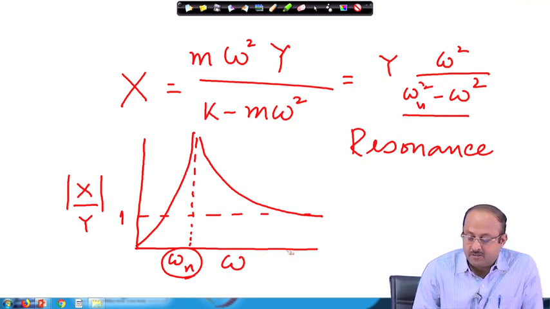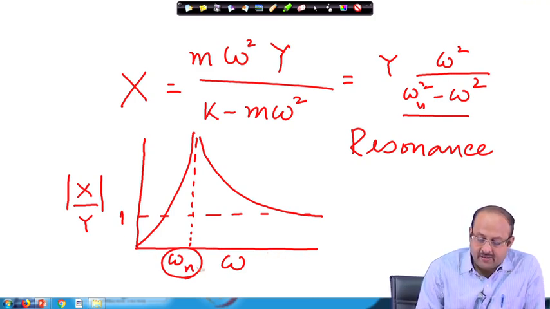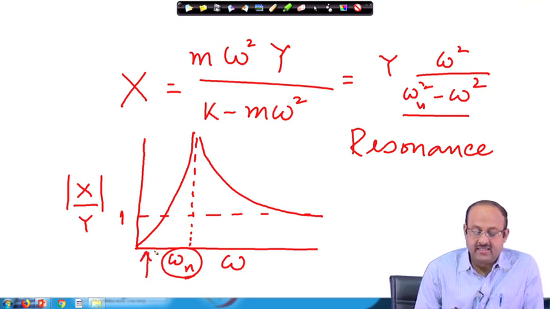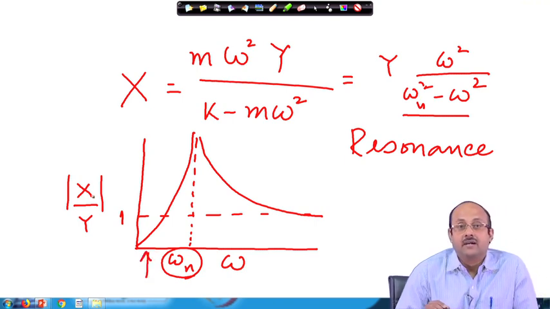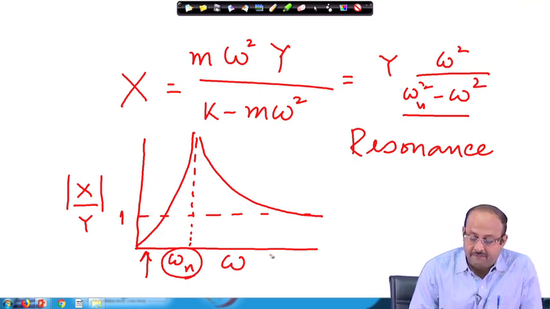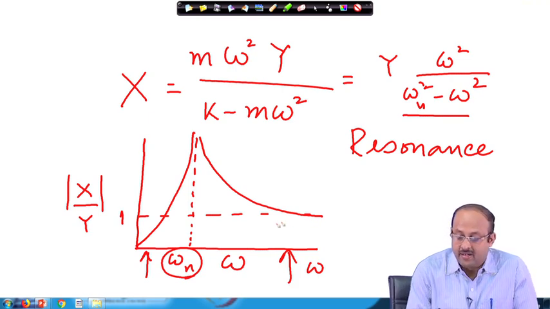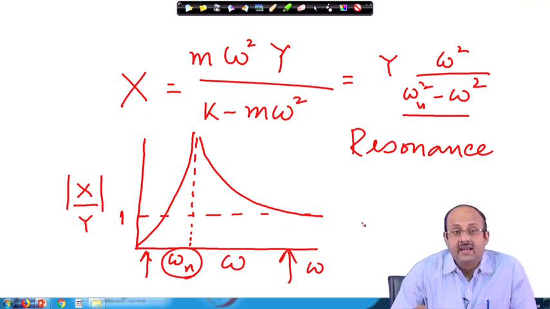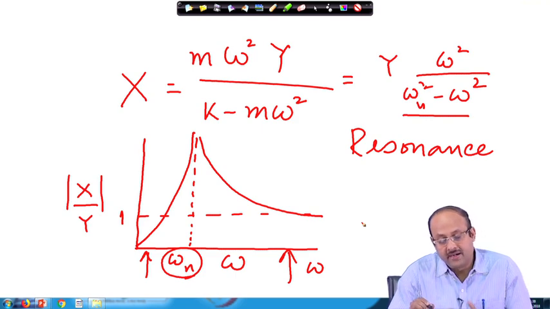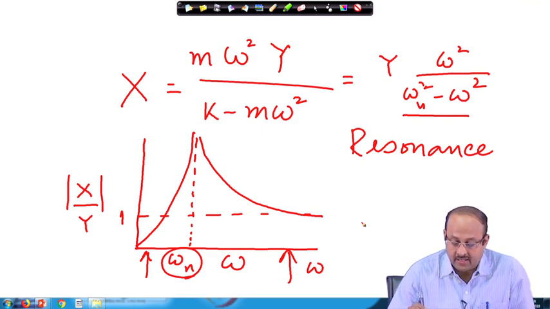Otherwise, the response will be bounded, and we have seen that when the excitation frequency is, let us say, in this region, the x value becomes quite small, whereas if here it is omega, then x is of the same order of magnitude as y. In fact, when omega tends to infinity, x and y become the same. So, therefore, the entire vibration is transmitted to the body.